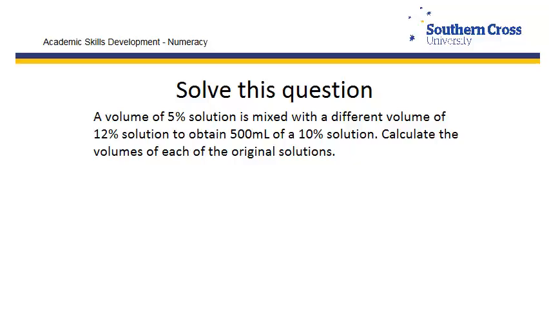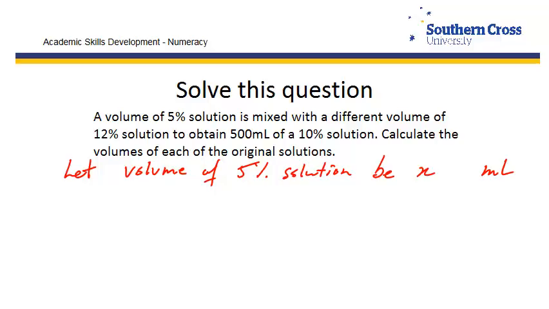So, starting this question, let the volume of the 5% solution be X, and the units for it will be mil. Then let the volume of 12% solution be Y mils. And because we want to end up with 500 mils, that means that X plus Y must equal 500.